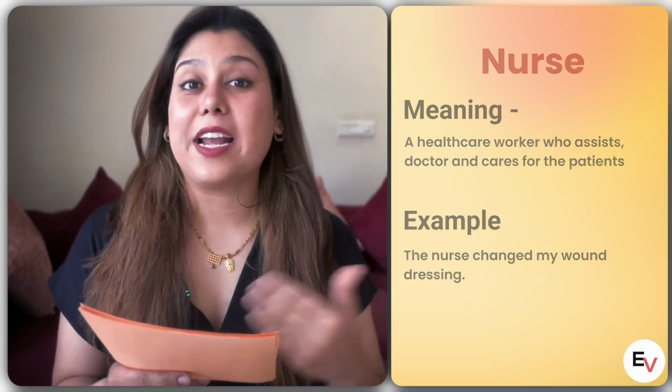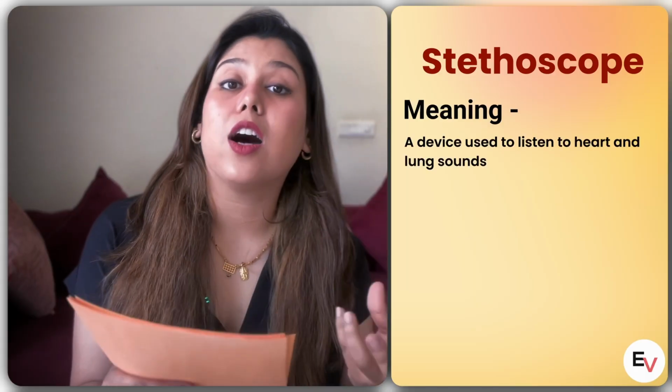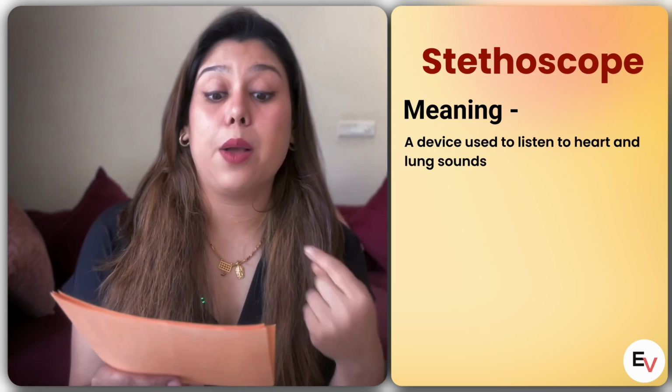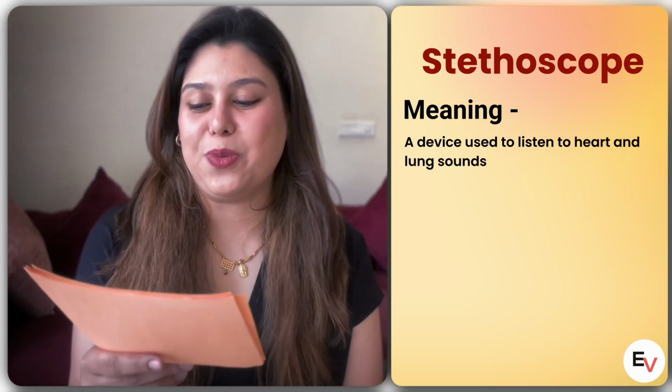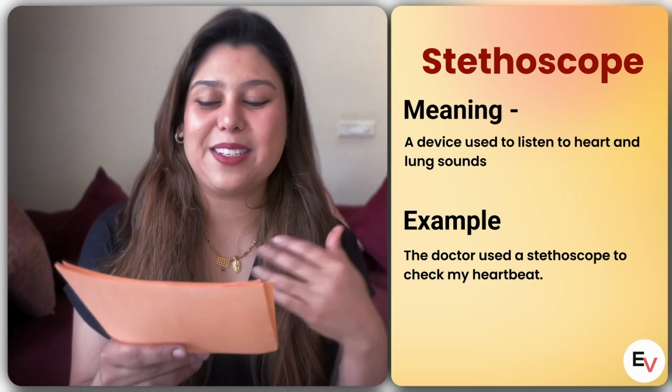Moving on to our next word, which is stethoscope. Repeat after me, stethoscope. I am sure you must have seen it around the doctor's neck, a device with which he listens to your heartbeats. That's a stethoscope. It is a device used to listen to heart and lung sounds. It is used by the doctor to check heartbeats, breathing, and detect abnormalities. Now let's frame a sentence with this word. The doctor used a stethoscope to check my heartbeat.